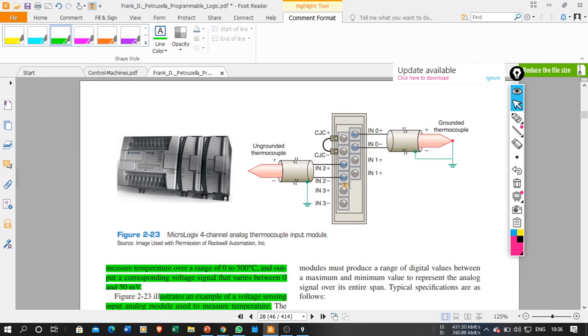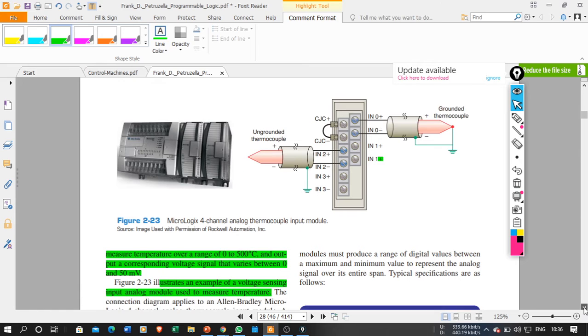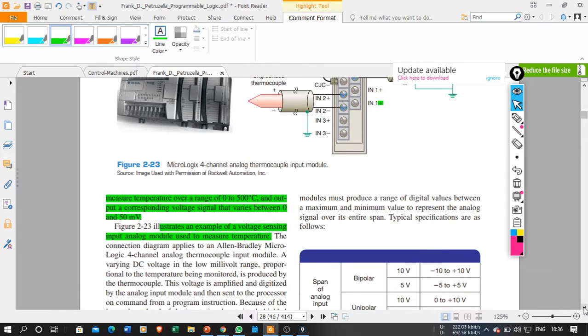If you observe the channels over here, it is IN 0 plus, IN 0 minus, IN 0 common, IN 1 plus, IN 1 minus, like this. This is the minus over here. By mistake it was written plus over here. Okay, this is the common junction over there. IN 2 plus, IN 2 minus, IN 3 plus, IN 3 minus, like this they have connected. Okay, this is the input sensor, the temperature sensor. They are connected to the Allen Bradley MicroLogix PLC.